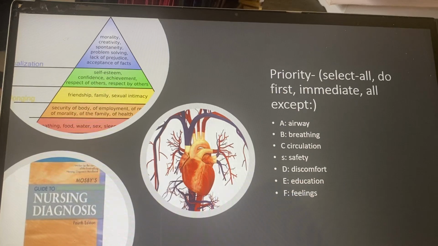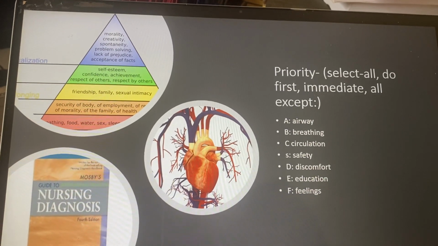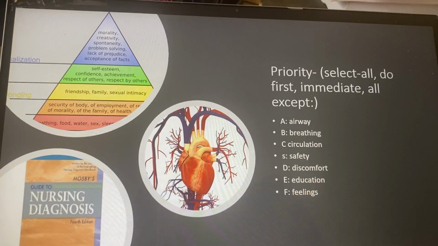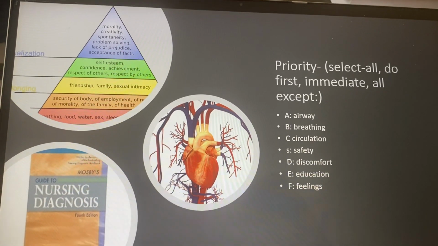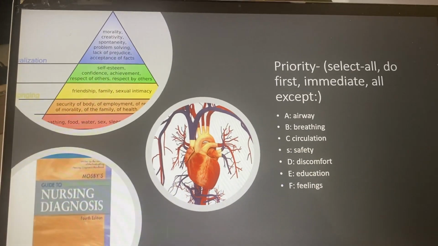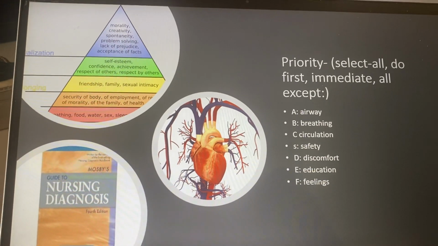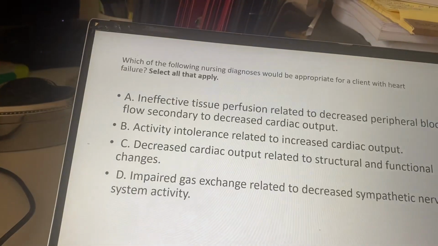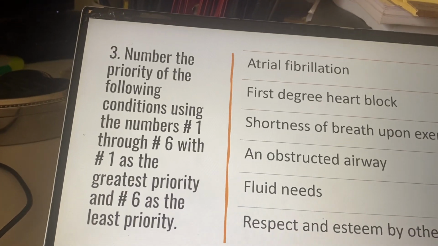As you know about your ABCs when it comes to who needs to be seen first, or who needs your care first. And I also saw something that said, looking at safety, you think about Maslow's hierarchy of needs: safety, discomfort, education, and feelings. So let me go on to our question here.